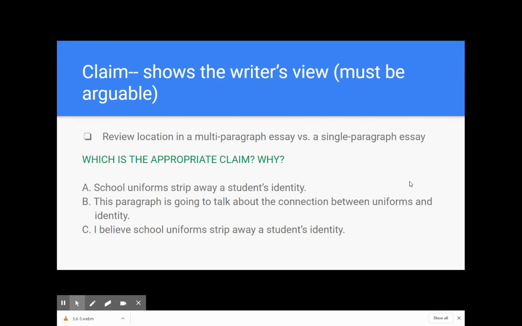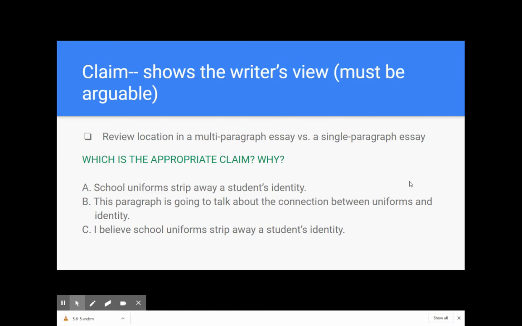So let's look at the following. Your claim should always be arguable. So out of these three, try to determine which one is the most appropriate. Look at claim A. School uniforms strip away a student's identity. Does that show the writer's viewpoint? Yes, it does. Can people disagree with it? Your claim should be arguable. Yes, they can. There's plenty of people who think, no, it doesn't. Students can still wear accessories, etc.